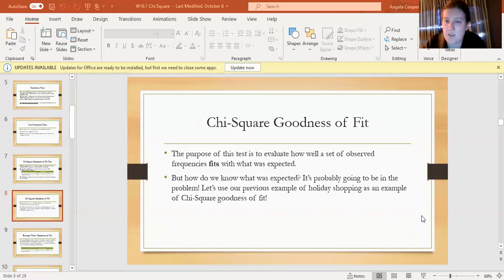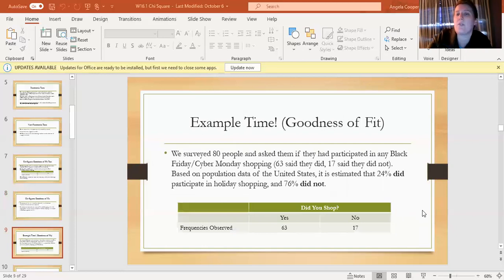A lot of times when it comes to what's expected, the problem itself provides that answer to us. If I were to simply ask how many I expected, what percentage of the population of the United States did and did not shop on Black Friday, Cyber Monday, I don't really have an answer. I have an estimation, but oftentimes the expectations are provided in the example itself. So that's what the next slide is going to be about. Same observed frequencies of yes and no to shopping, but now we have a little more information.